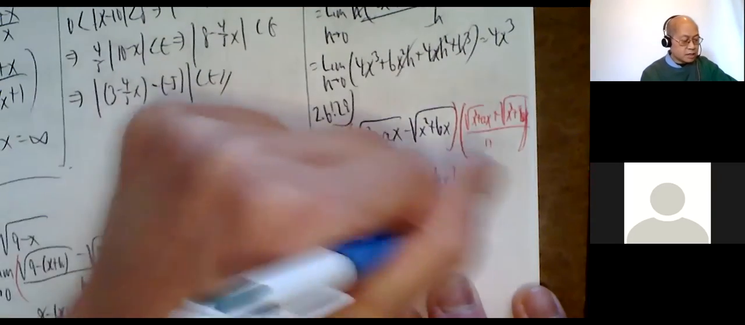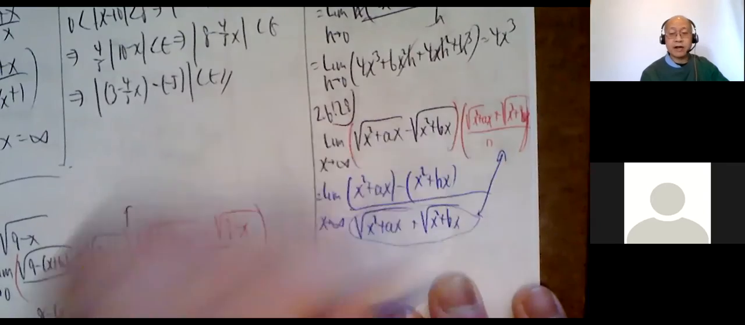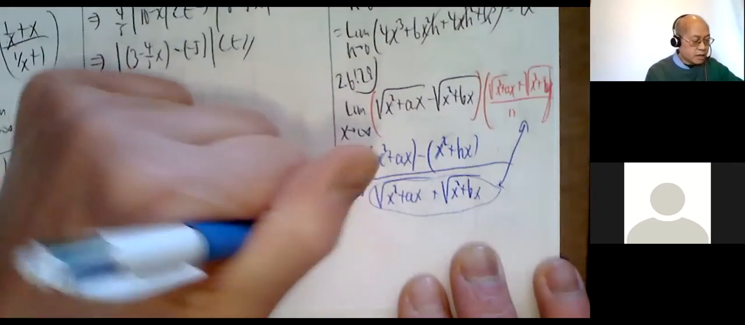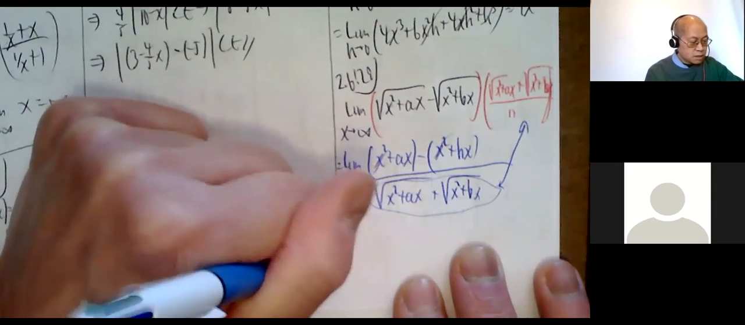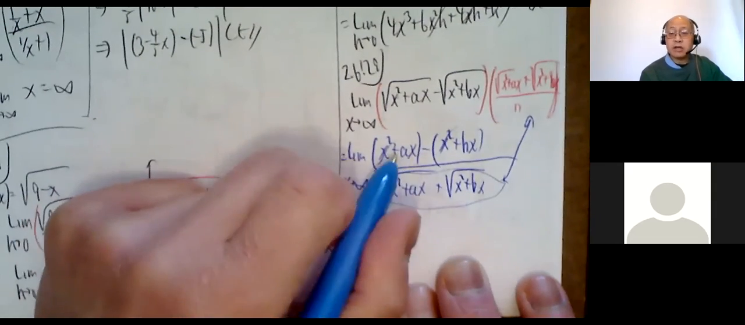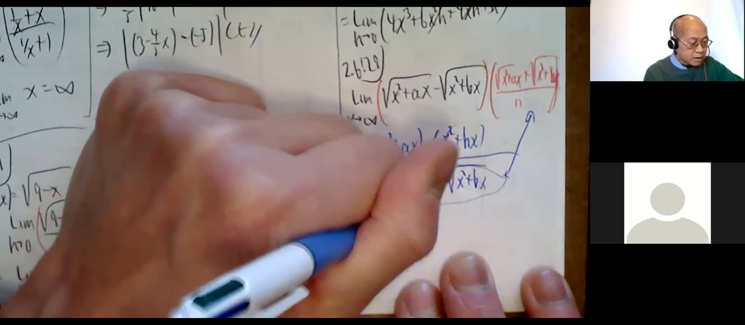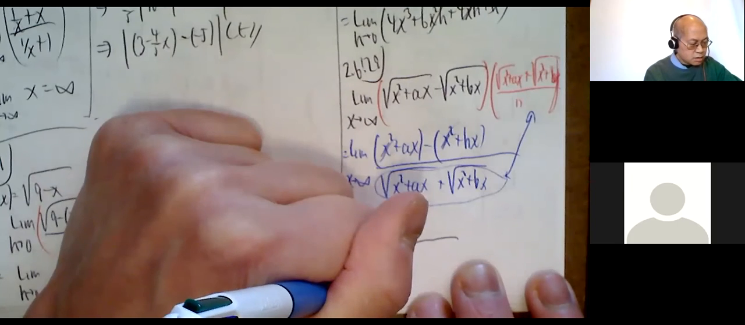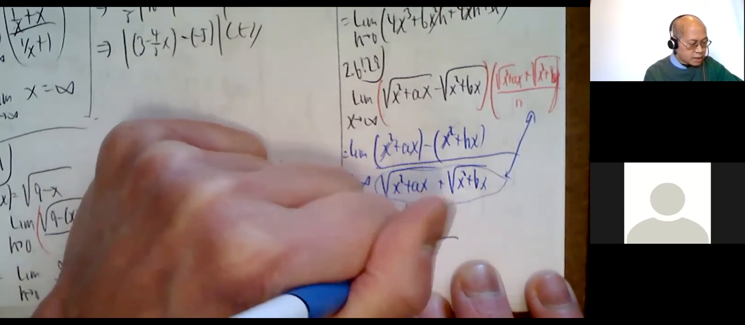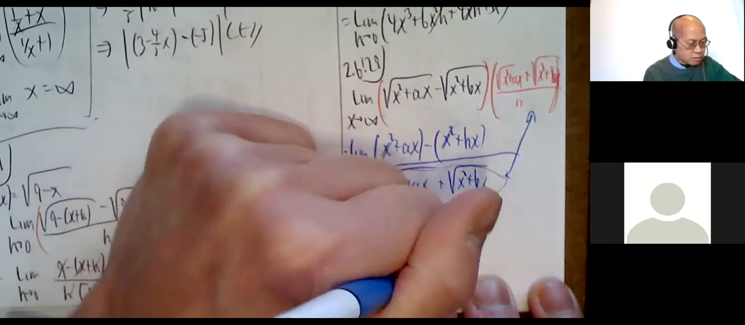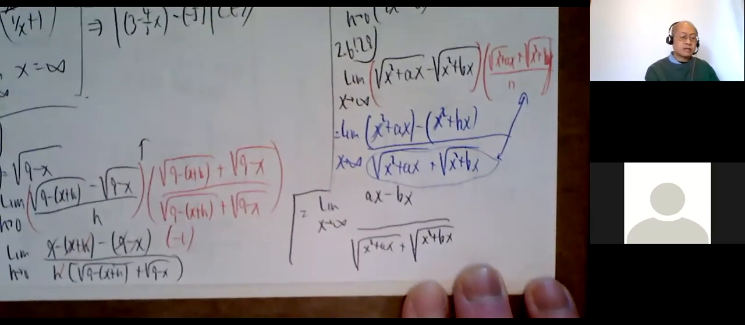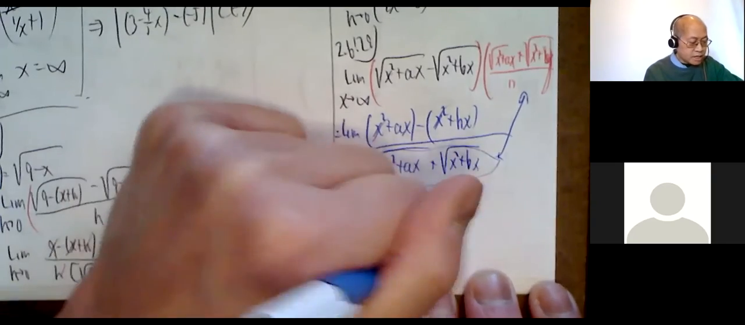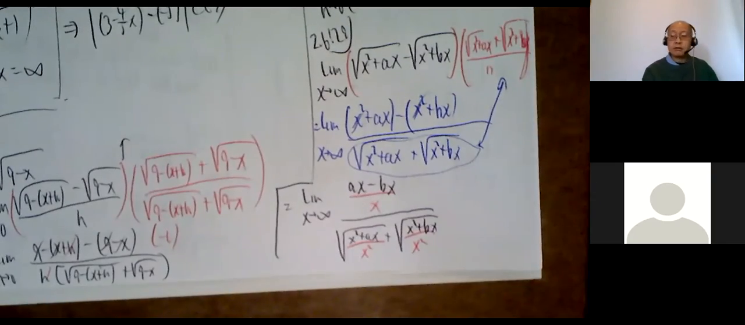Okay, so this, copy and paste that over there, if that helps any. So that's going to cancel out. I now have limit x approaches infinity. X squared cancels. I have ax minus bx over radical x squared plus ax plus radical x squared plus bx. Okay, divide top and bottom by x, which means x squared underneath the radical. You've seen that game before.